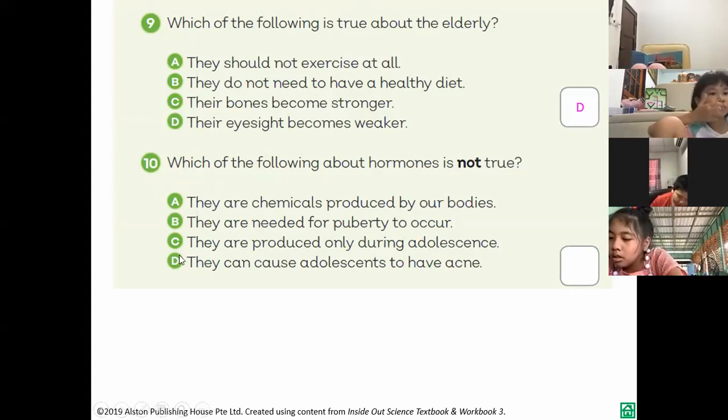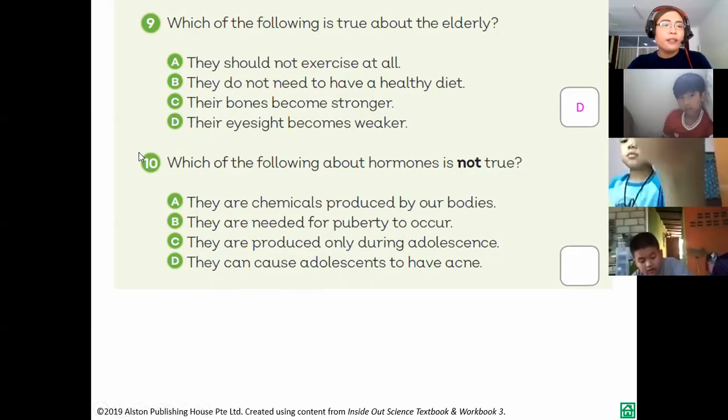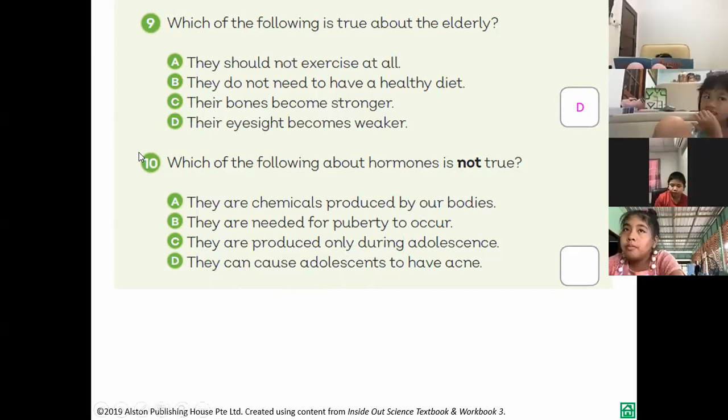So I'm gonna read letter A. They are chemicals produced by our bodies. Letter B, they are needed for puberty to occur. Letter C, they are produced only during adolescence. And letter D, they can cause adolescents to have acne. So which do you think? Just give it a try, class. What do you think? A, B, C, or D?